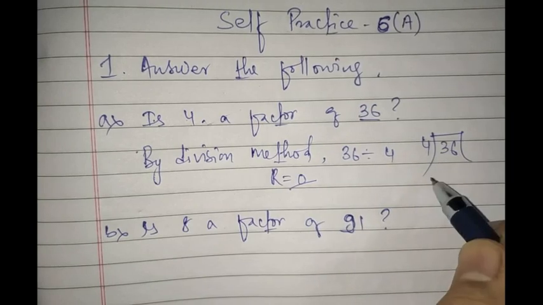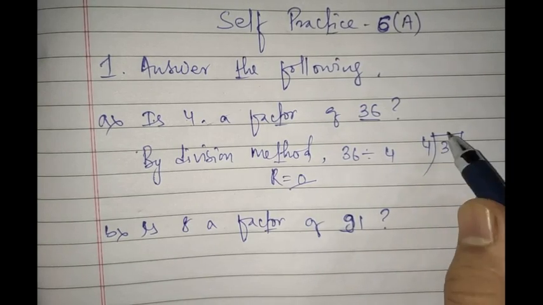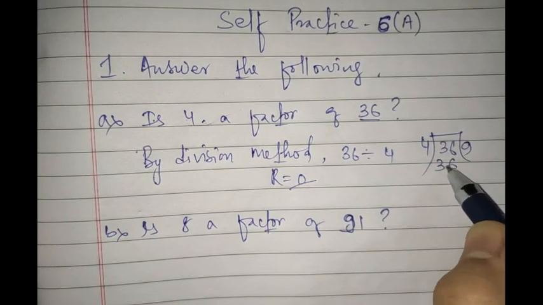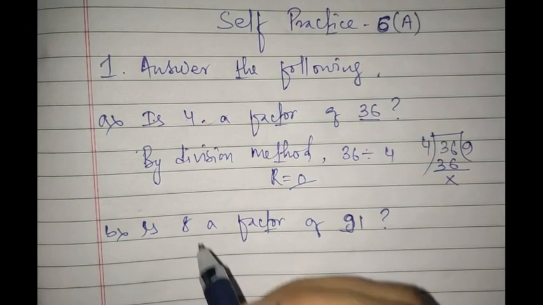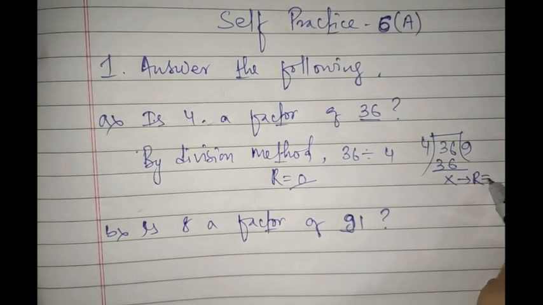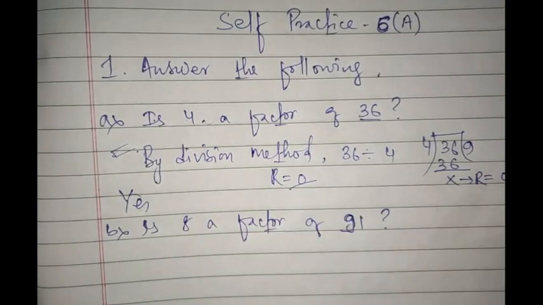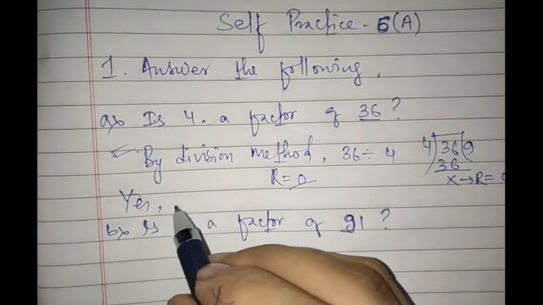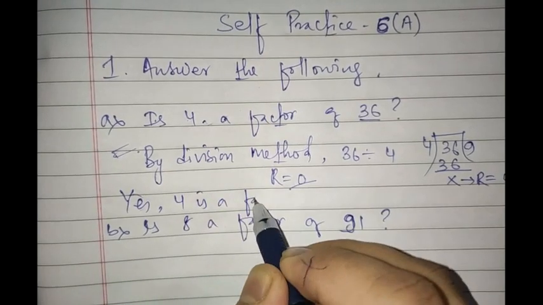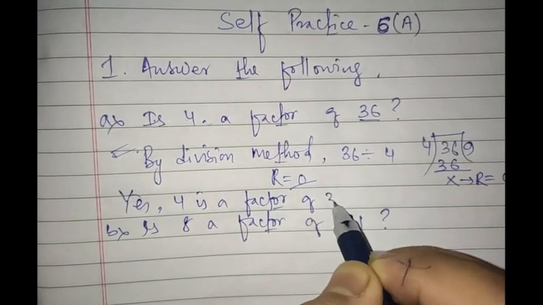4 times how much is 36? 4 nines are 36. So your remainder here is 0. So you will write yes. All this work you are going to do in your rough work. So yes, 4 is a factor of 36.